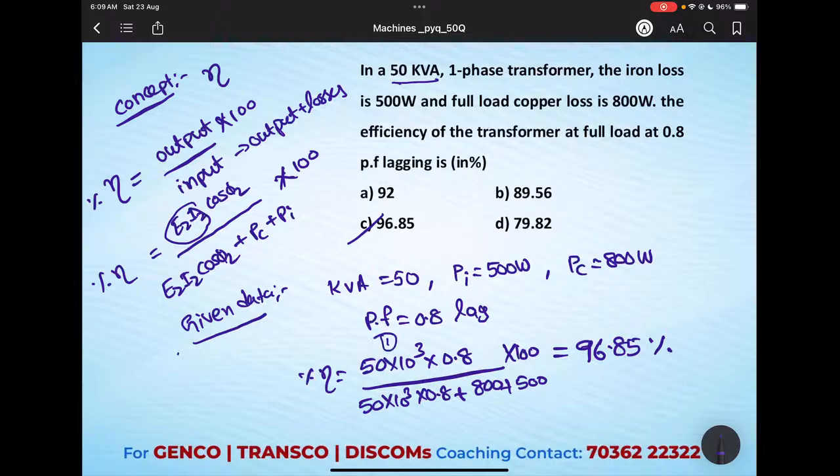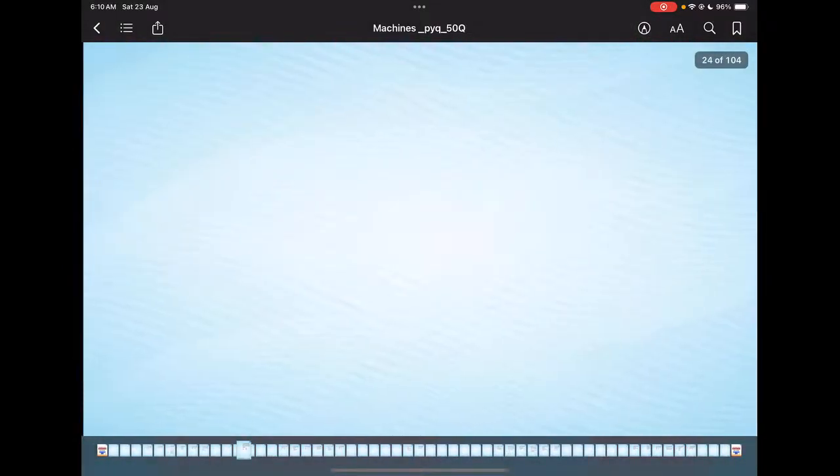The second thing is we need to identify the losses, that means iron loss and copper loss, which are already given, no issue. Most of the time we make calculation mistakes, so the second thing to focus on is calculations. The concept is simple and the formula is also simple, but we need to focus on the given data and the calculation. If you are good at that, you can easily solve this question. Let's move to the next question.